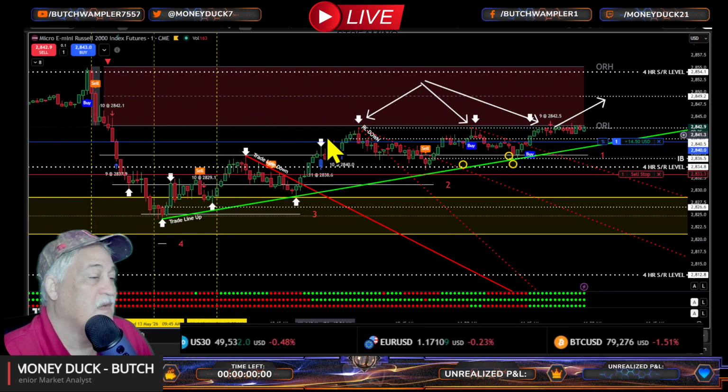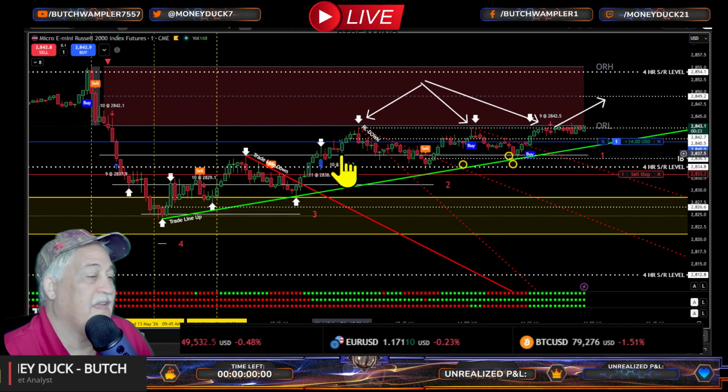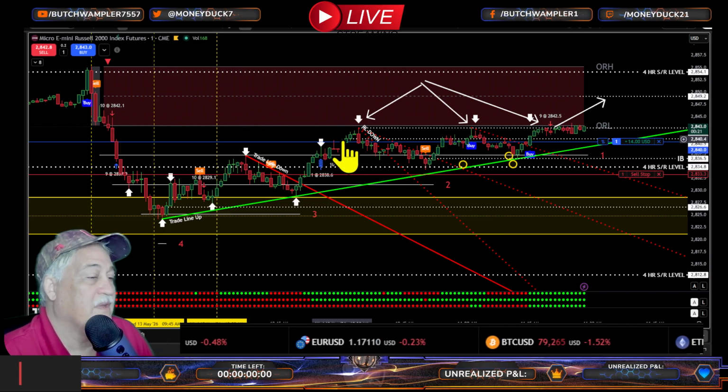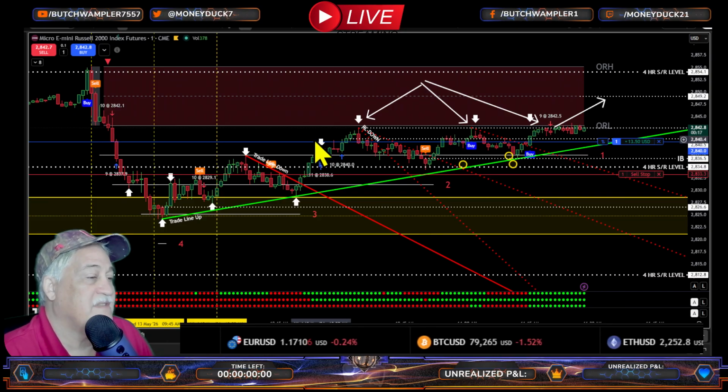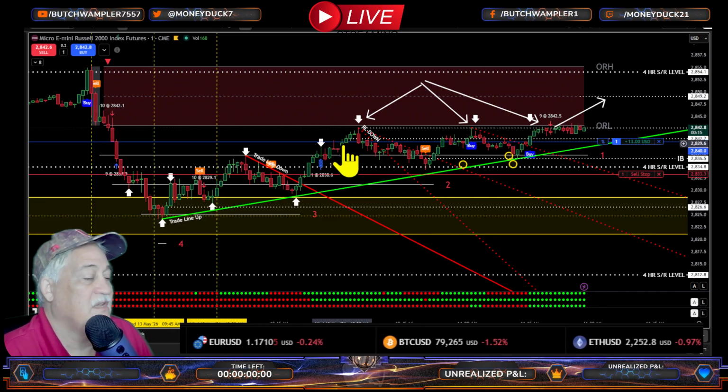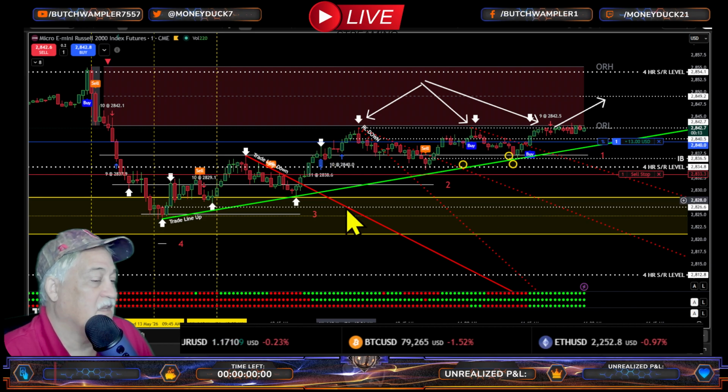Okay. And then it came down, turned again. We had a green candle in there, breaking this high right here. So we're saying, okay, structure's changed. We're going to go ahead and take it long.